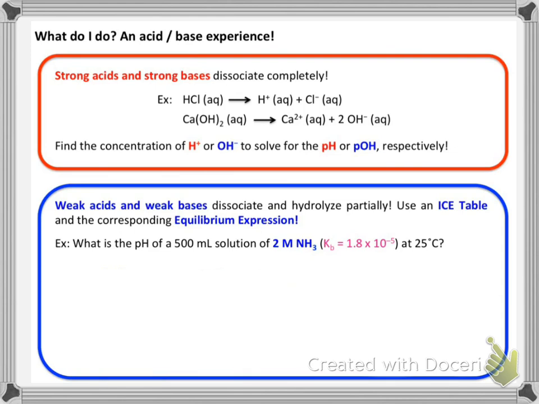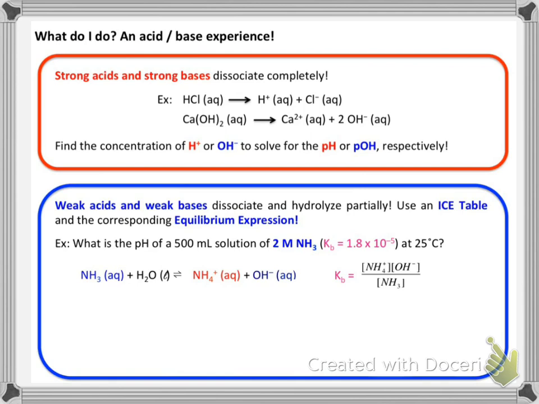However, when we have something that's weak, we know now they're not completely dissociating and we're at equilibrium. And so in order to figure out the pH of these solutions, we have to use an ICE table and our equilibrium expression. So in this example where we have ammonia, we're going to start by writing a base hydrolysis reaction. We've practiced our classification. We know that ammonia is a weak base and that it will take a proton from water and generate hydroxides in solution.